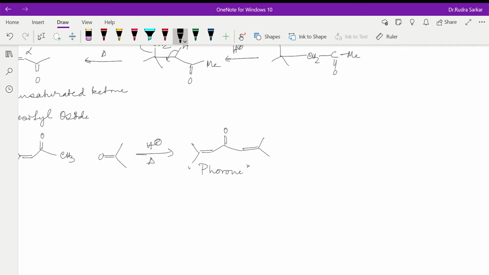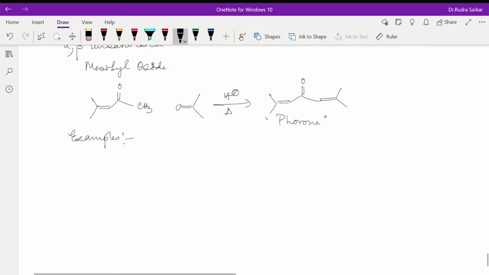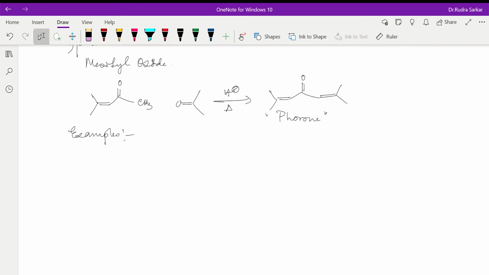Next, now let us do some examples in which we will be using a much simpler technique instead of doing all this mechanism to get the alpha beta unsaturated aldehydes or ketones. Now, suppose I have given you the same molecule of acetaldehyde and I ask you to do an aldol condensation reaction followed by heat.